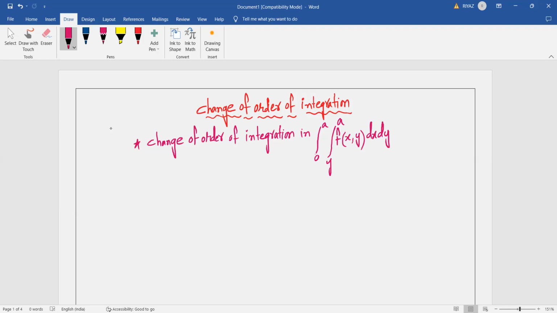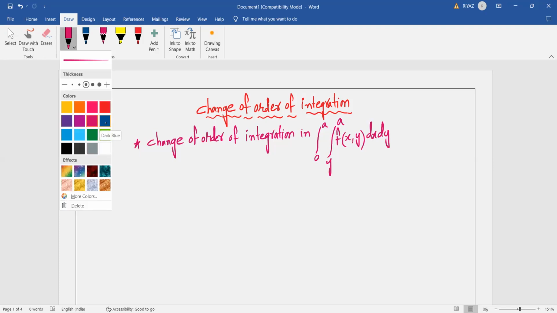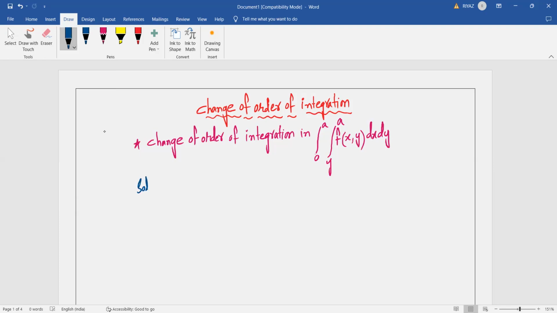Next question, what you will get is: change of order and evaluate. It means that you have to evaluate also. But in this question particularly, it is only asking to change the order. So now how to change the order, and what is the meaning of change of order actually? First of all, we have to identify the limits. That is your primary step.